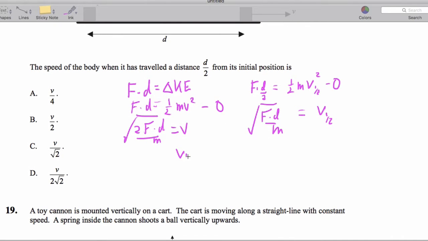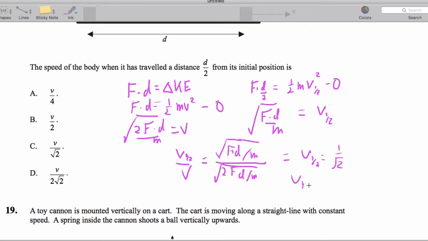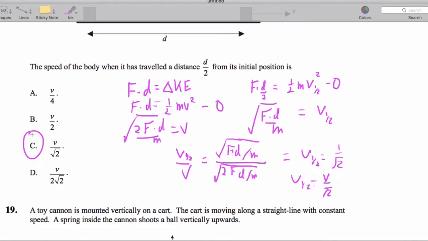Well, v at 1/2 divided by v equals the square root of Fd over m divided by the square root of 2Fd over m. And so that's going to give me, there's a lot of cancellation here, 1 over the square root of 2. So v at 1/2 equals v over the square root of 2, which is choice C.